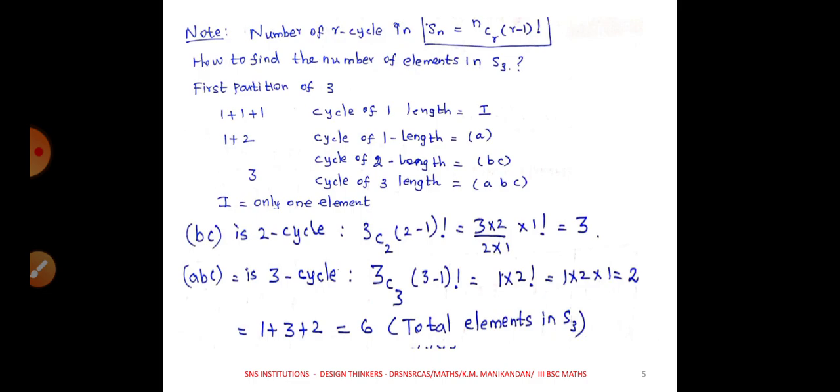And similarly ABC is a 3 cycle. So now here n equal to 3 and r equal to 3. So therefore 3C3 into (3 minus 1) factorial equal to 1 into 2 factorial equal to 2. So therefore we can frame 2 permutations of order 3. Now adding these 3 terms 1 plus 3 plus 2, we will get finally 6. That is the total number of elements in S3.